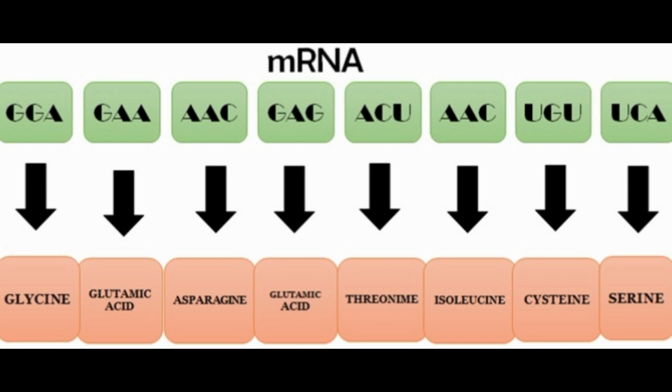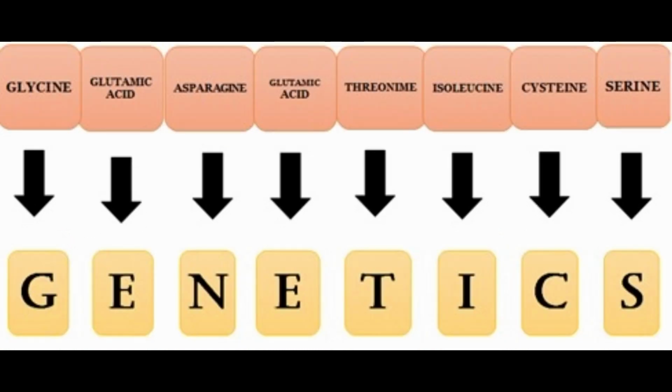So in the first codon, the amino acid is glycine. The second is glutamic acid. The third is asparagine. The fourth is glutamic acid. The fifth is threonine. The sixth is isoleucine. The seventh is cysteine. And the last is serine. Now, if we represent each amino acid by the capital letter that was assigned to it, the message will say genetics.